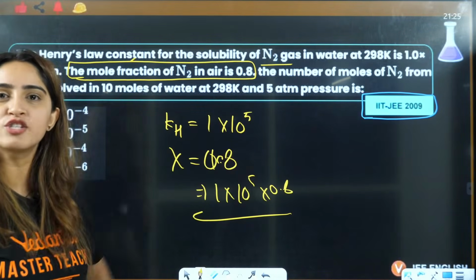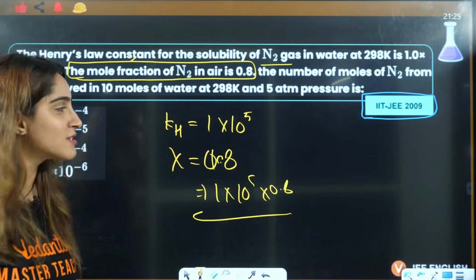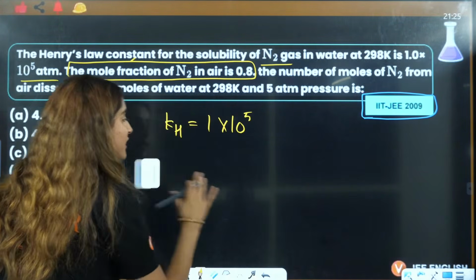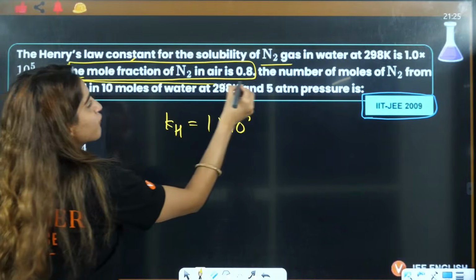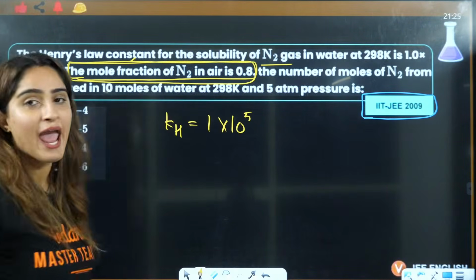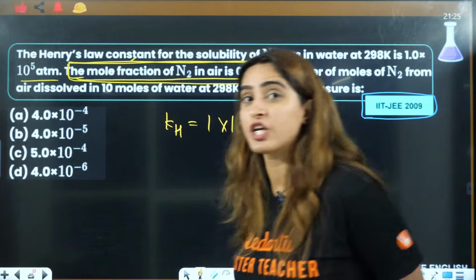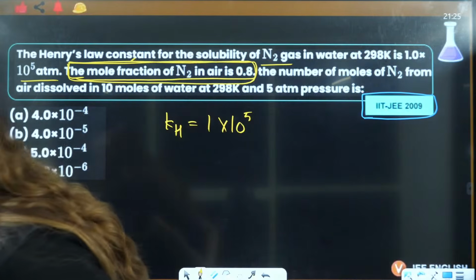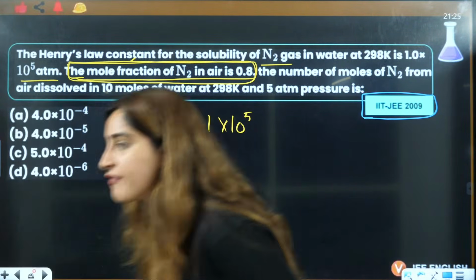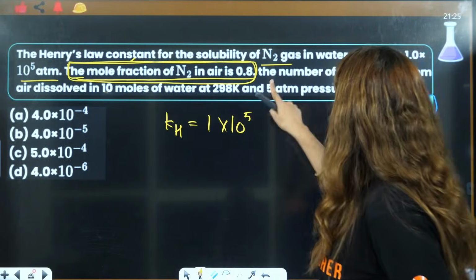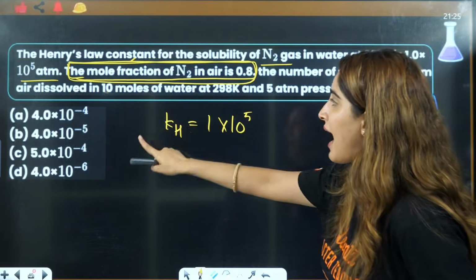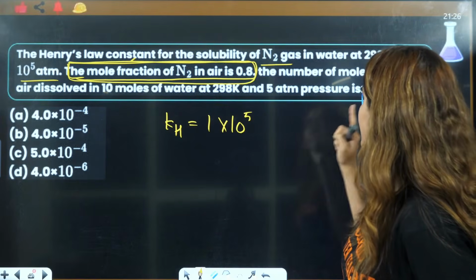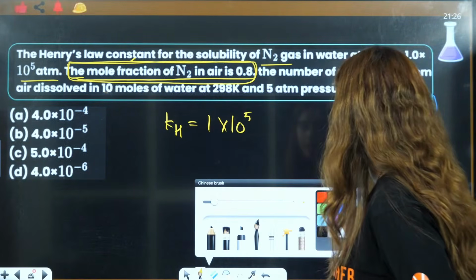How have they asked this in JEE, in IIT? This is the tricky part. The mole fraction of N2 in air is 0.8. That is why, when I was teaching you, you have to understand what this mole fraction is giving. The number of moles of N2 from air dissolved in 10 moles of water at this temperature and pressure is asked. They're asking for the number of moles.